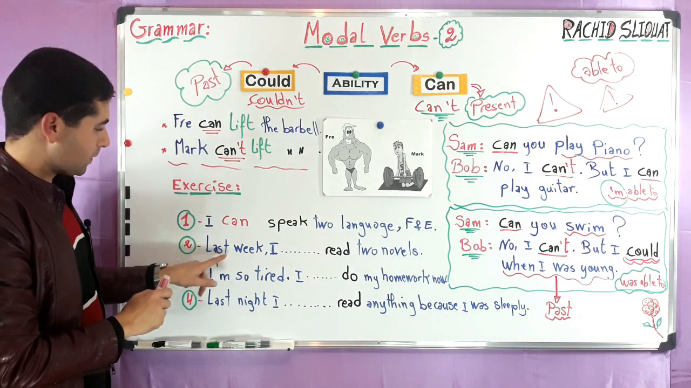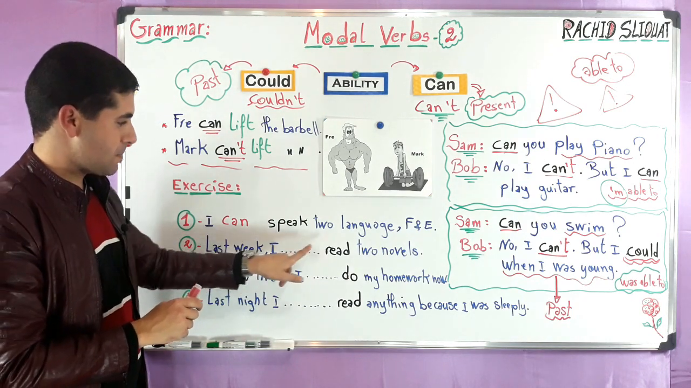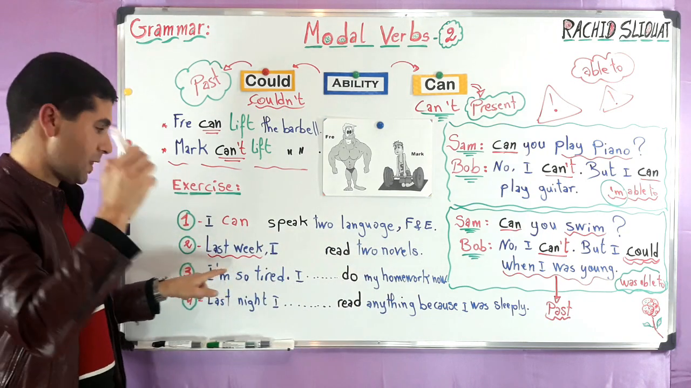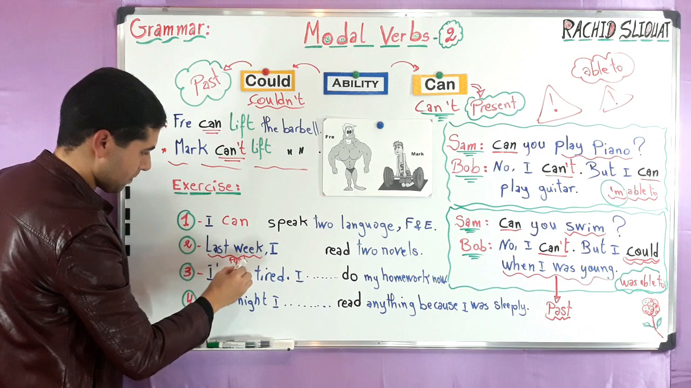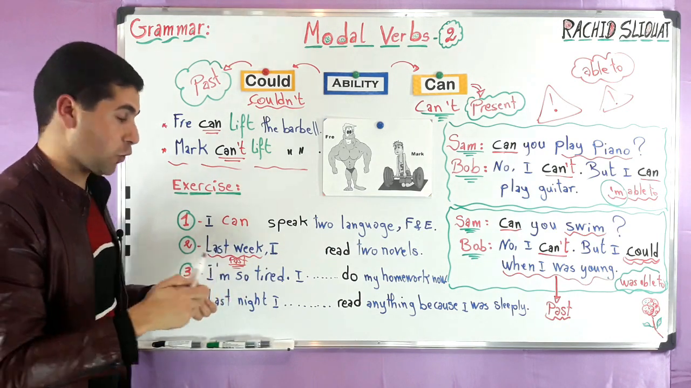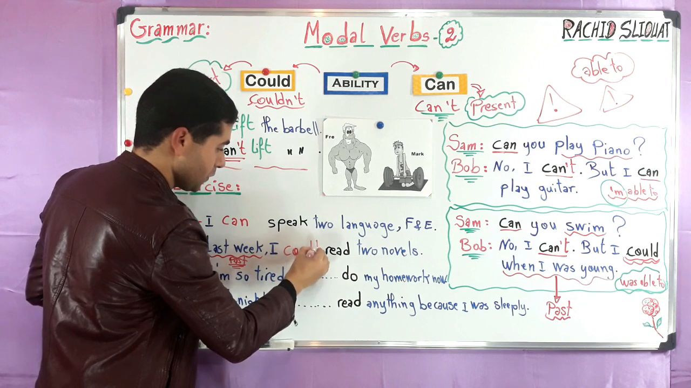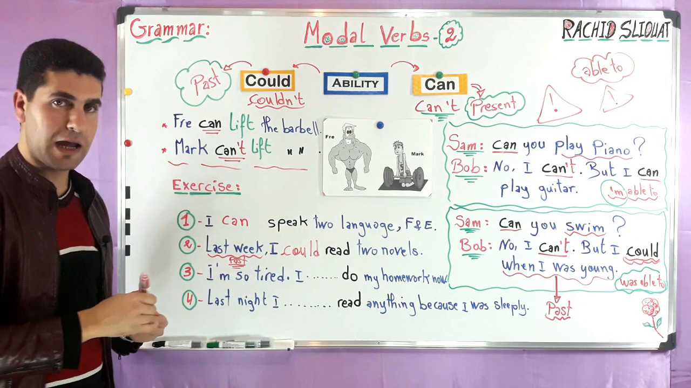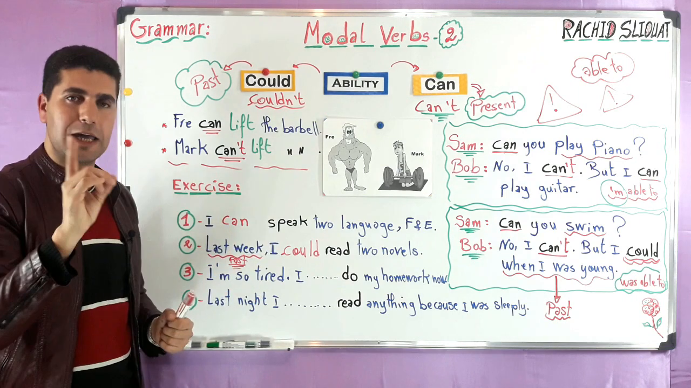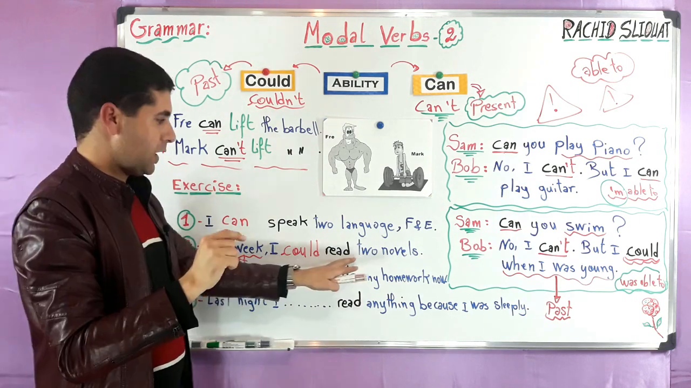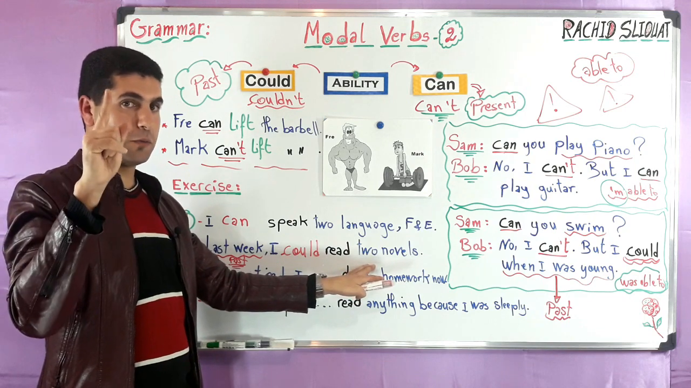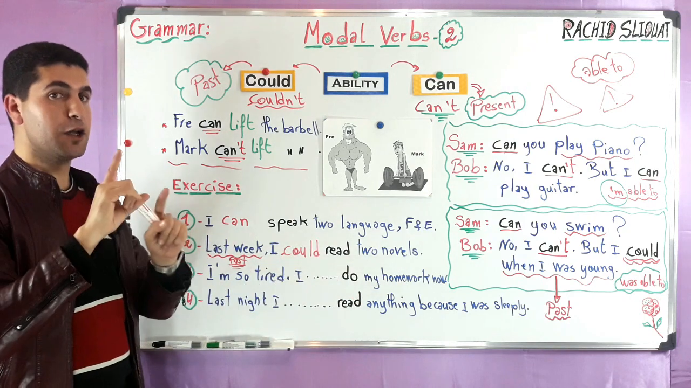Number two: last week I read two novels. Last week has to do with the past. So very simply, last week I could read two novels, or we can also say last week I couldn't read two novels, if I read only one novel last week. So we can say I couldn't.